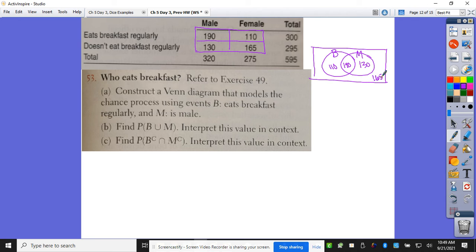I'm going to talk through these, trying to go quicker. Probability to eat breakfast or male, you have to do probability of breakfast plus probability of male minus probability of breakfast and male. What's the probability they eat breakfast? 300 out of 595. Probability of male, 320 out of 595 minus 190 out of 595. Answer reduced.